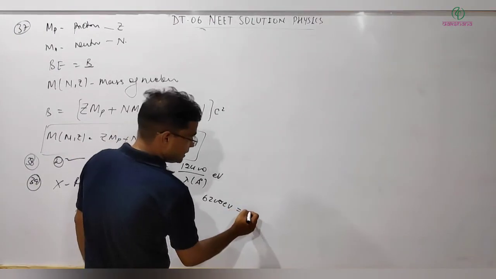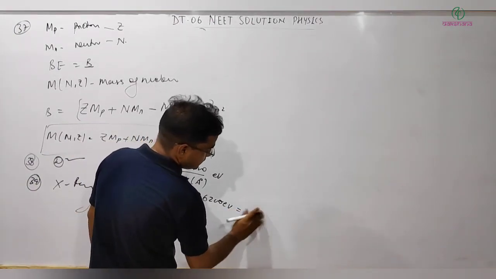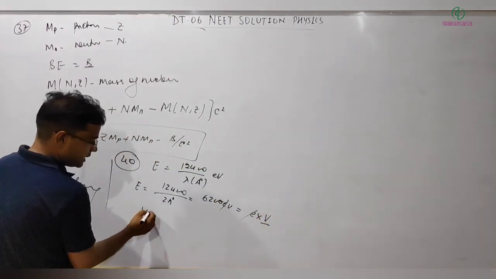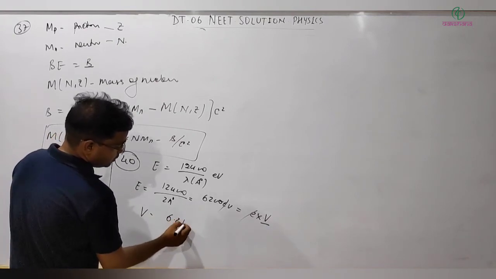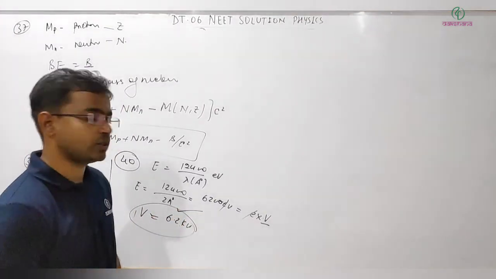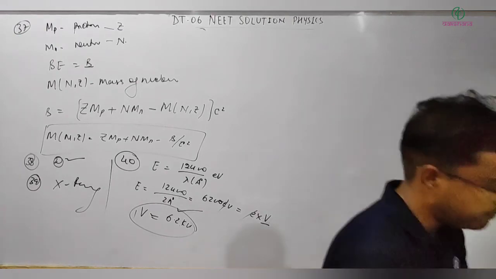If we want to stop it, we need to apply eV, where e is the charge multiplied by V. So e gets cancelled, and we get 6,200 volt, that is 6.2 kilovolt. This is the potential difference we need to apply across cathode and anode. Question number 40. Okay, next, question number 41.